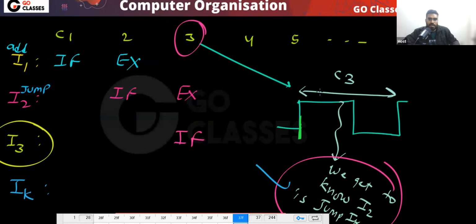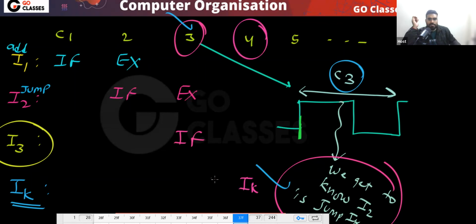In the cycle C3, somewhere in the middle, you know that you should fetch IK. Oh, I should fetch IK. So now you will start fetching IK in the next cycle. In the next cycle, you will fetch this instruction IK.